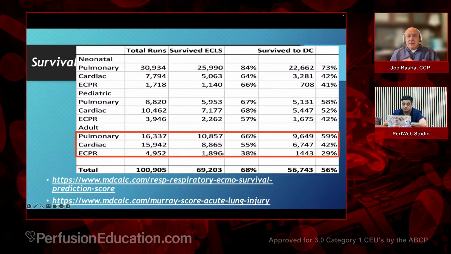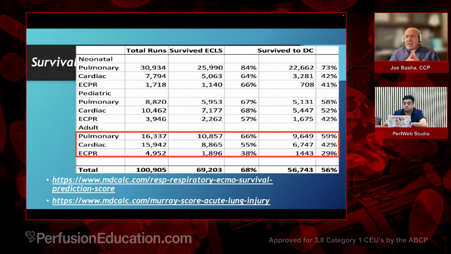60% survival, 42% survival, and 29% survival. Those are generally going to be what is quoted to a family member when they are confronted with, we need to put your loved one on ECMO if they're going to survive. Well, what are their chances of survival? Well, if it's VV ECMO for pulmonary, it's going to be 60%.